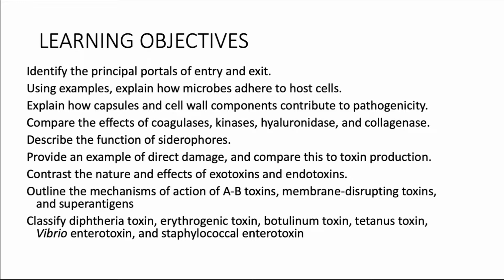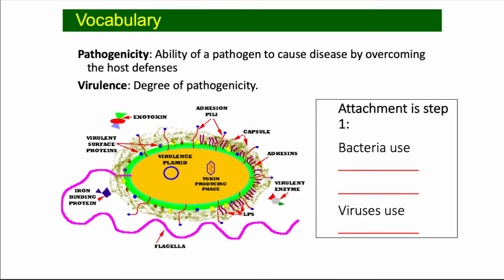cells, coagulases, kinases, and the likes, the functions of siderophores, the direct damage that they cause the host cells compared to the toxins that some of them produce, the effects of exotoxins and endotoxins, the different types of exotoxins, the three different types, the AB toxins, membrane disrupting toxins, and the superantigens, and be able to classify different toxins or toxin producing bacteria.